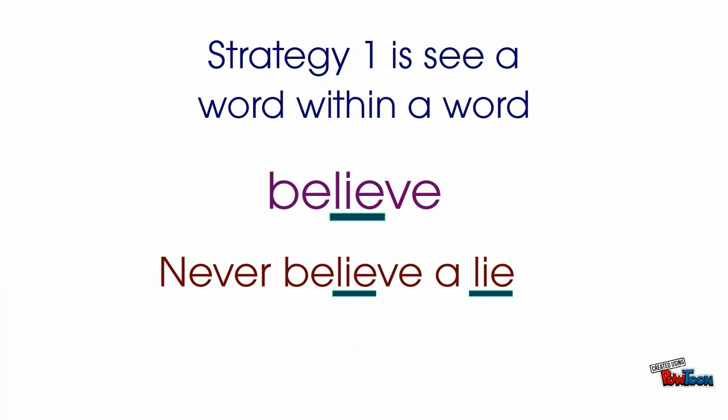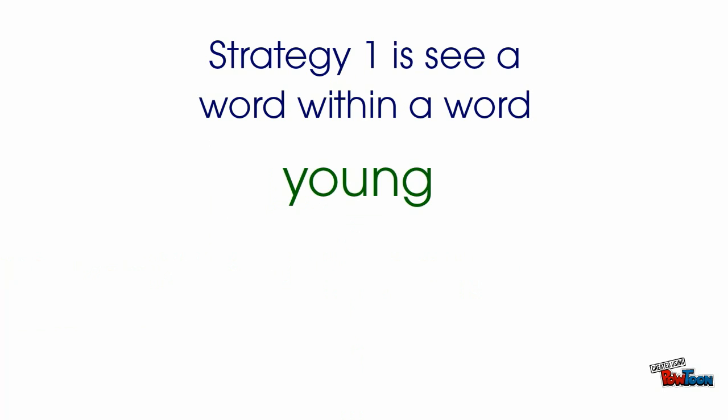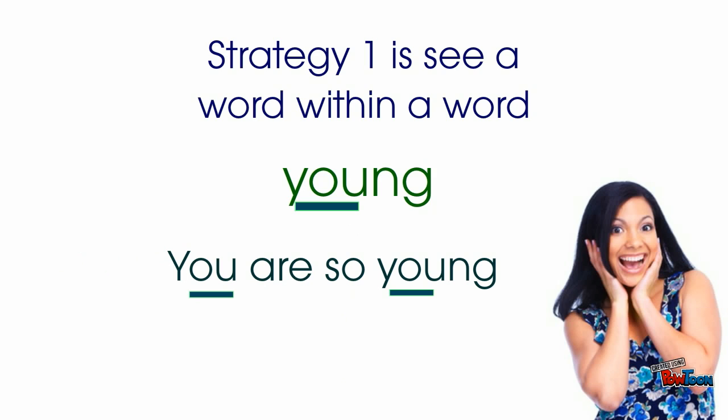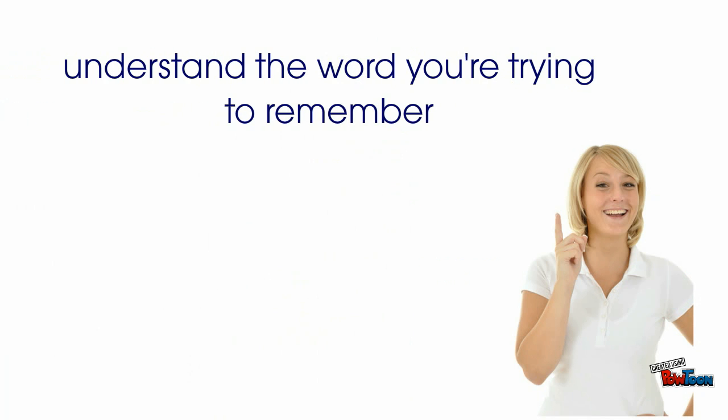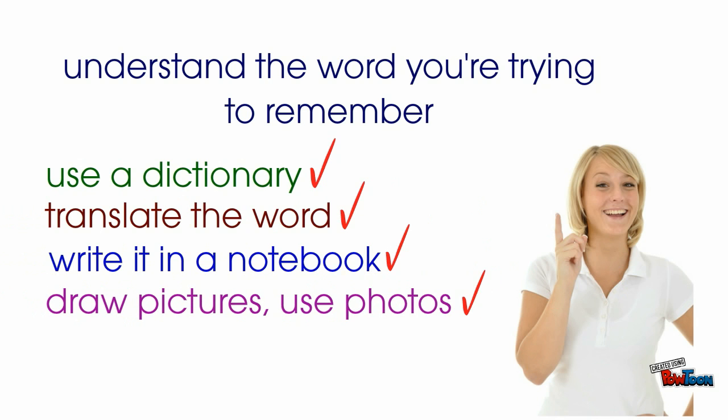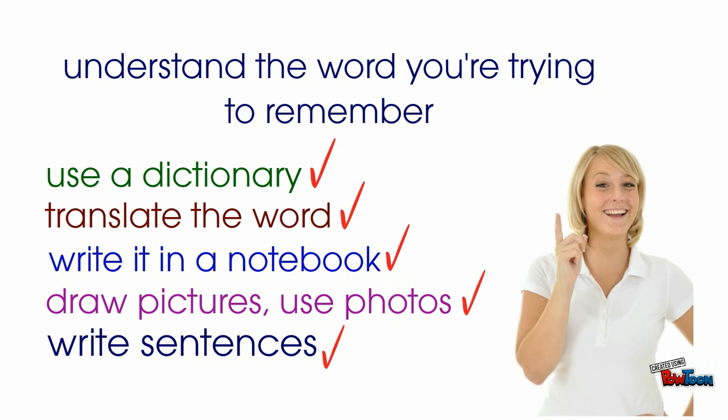Let's look at another word. Young. And the word young has the tricky OU pattern. Can you see a word in young? There's you in young. So we can use a sentence to remember the you. You are so young. Ooh, thank you. A key important strategy is to understand the word you're trying to remember. So use a dictionary, translate the word and write it in a notebook. Draw pictures, use photos and write sentences.